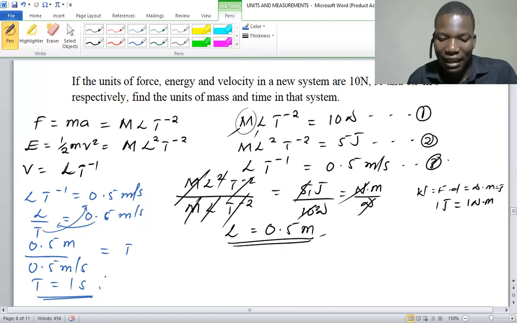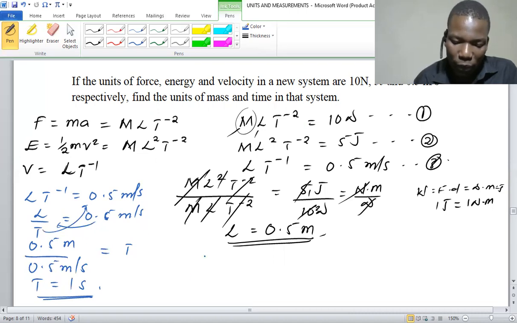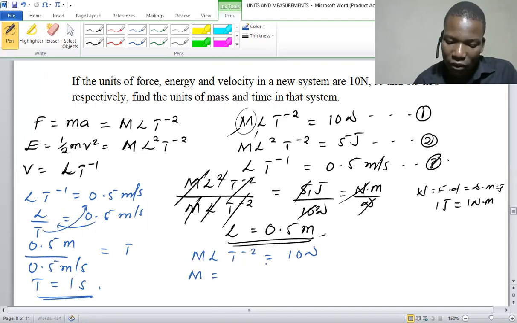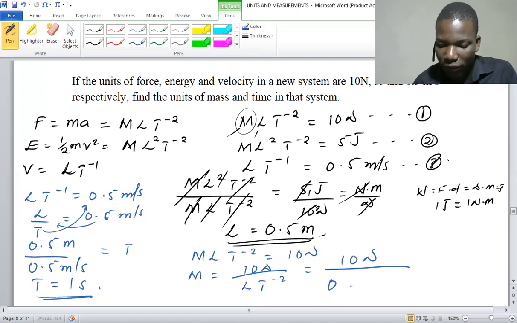Then now we can substitute time and length to find the mass in any of the two equations. Okay, so we can use equation 1 and say M L T^-2 is actually equal to 10 Newton. So M is actually 10 Newton over L T^-2. So we have 10 Newton over L is 0.5 meters. And then we have T to the power -2. So we have 1 s^-2, like that.